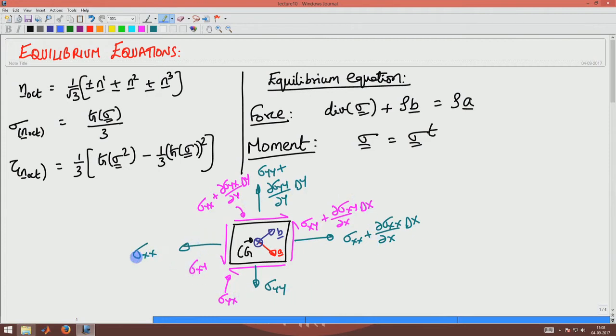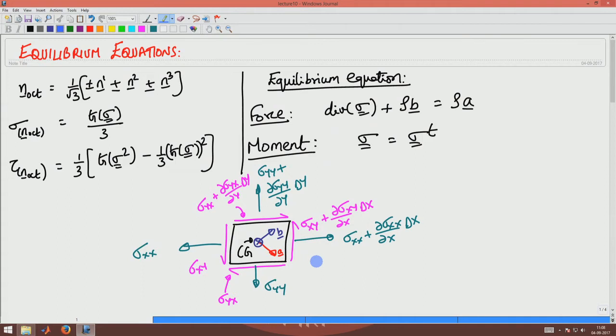wherein sigma xx, sigma xy, sigma yx and sigma yy act on two faces of the square, and the other two faces will have sigma xx plus dou sigma xx by dou x delta x, sigma xy plus dou sigma xy by dou x delta x, sigma yx plus dou sigma yx by dou y delta y, and sigma yy plus dou sigma yy by dou y delta y.